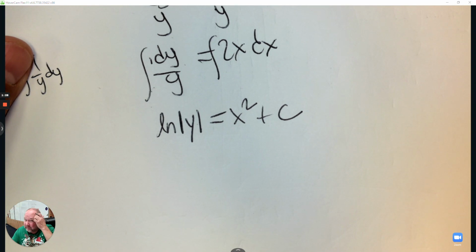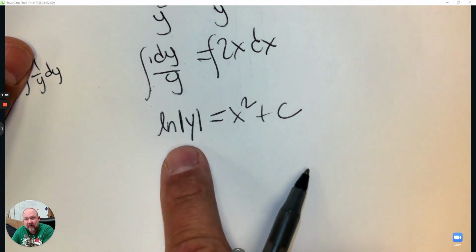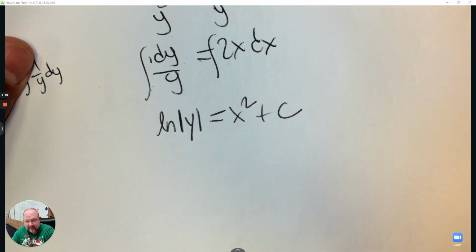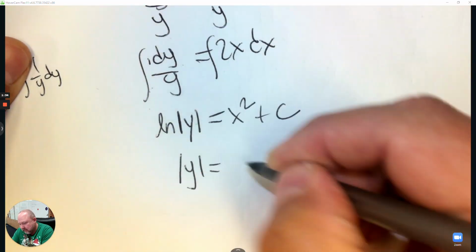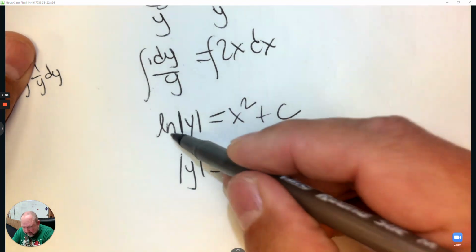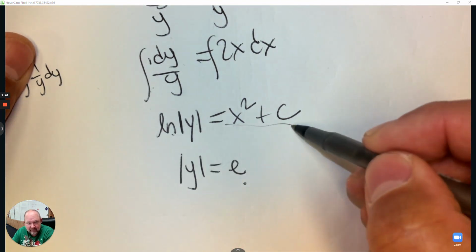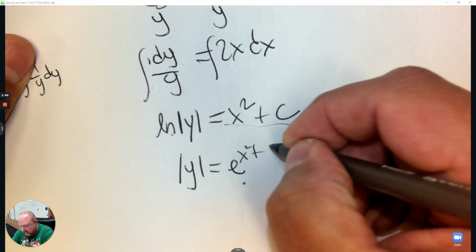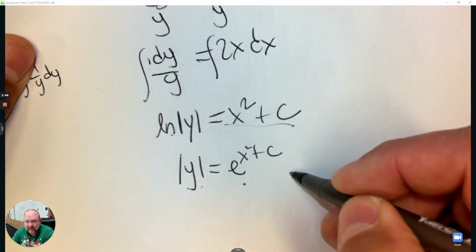Now we need to solve for y and get y by itself. For a logarithm, to solve for y, we're going to write it exponentially. So I'm going to raise this, and exponentially means the base of the logarithm's e. What I see here is the exponent for e, and then what's inside is by itself.